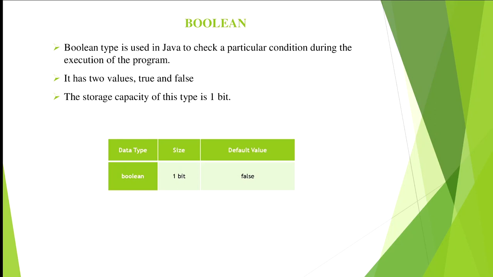Why it is only 1 bit? Because true takes the value 1 and false takes the value 0. And that's why the storage capacity of Boolean data type is 1 bit and the default value is false.